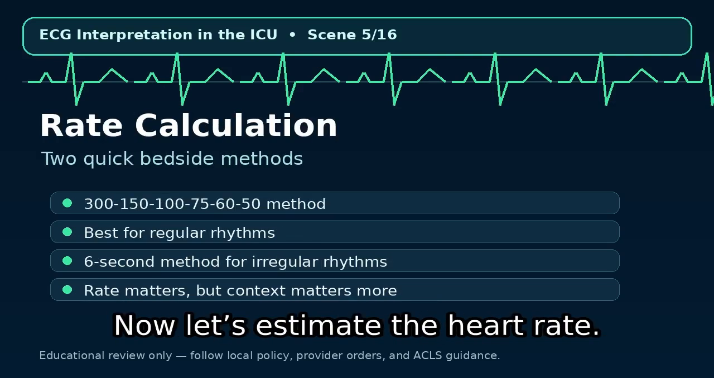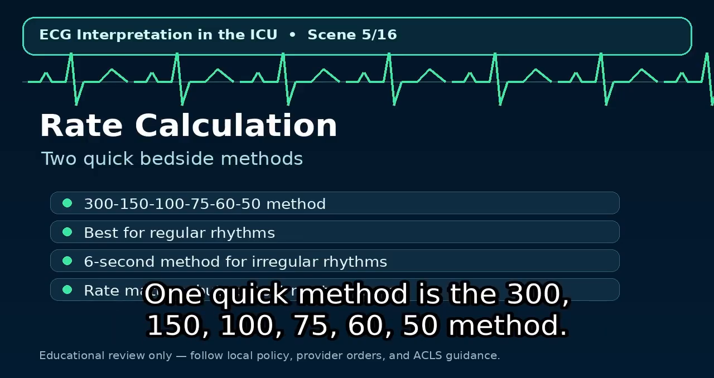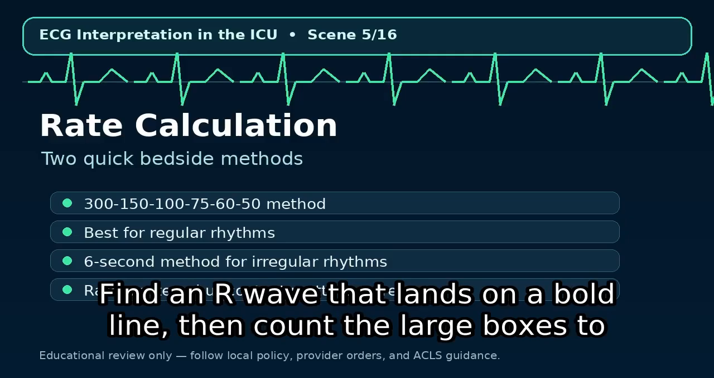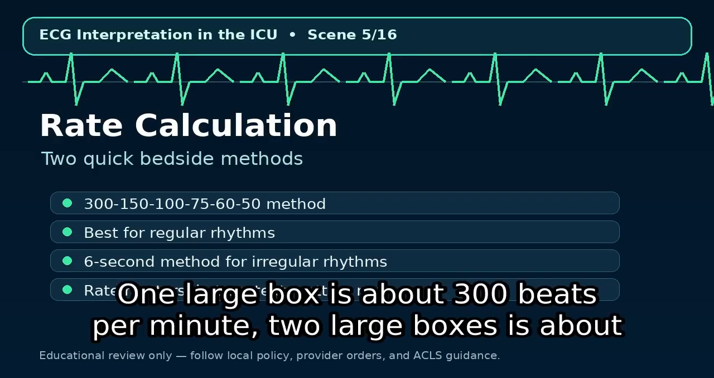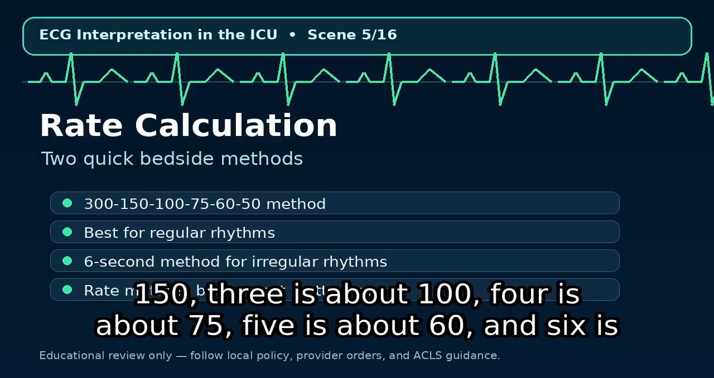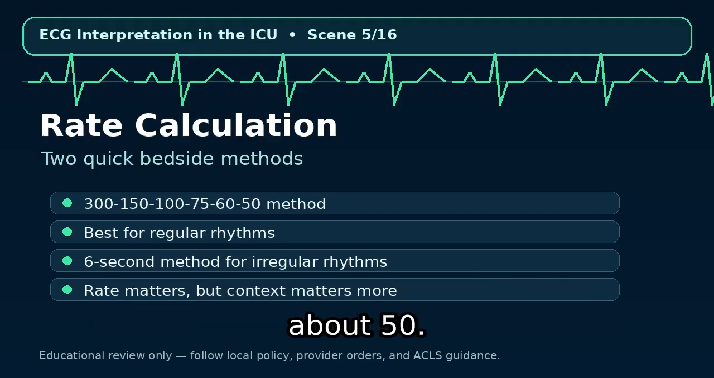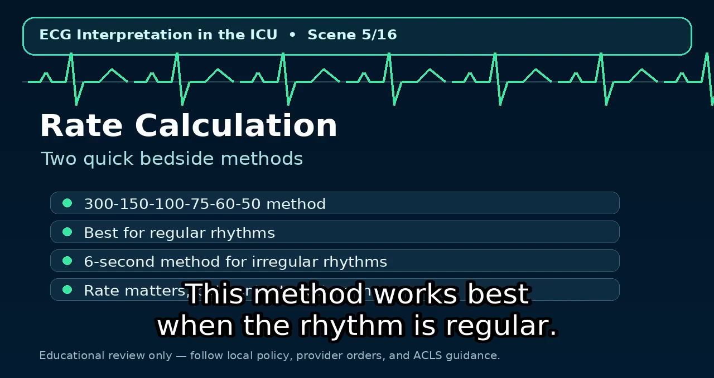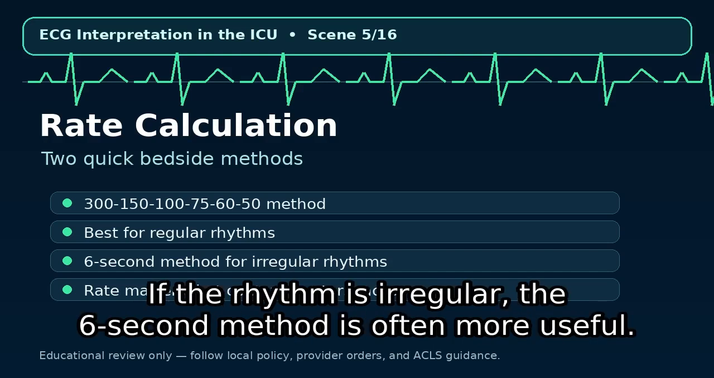Now, let's estimate the heart rate. One quick method is the 300, 150, 100, 75, 60, 50 method. Find an R wave that lands on a bold line, then count the large boxes to the next R wave. One large box is about 300 beats per minute. 2 large boxes is about 150. 3 is about 100, 4 is about 75, 5 is about 60, and 6 is about 50. This method works best when the rhythm is regular.